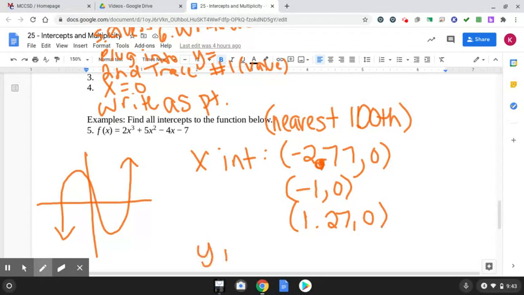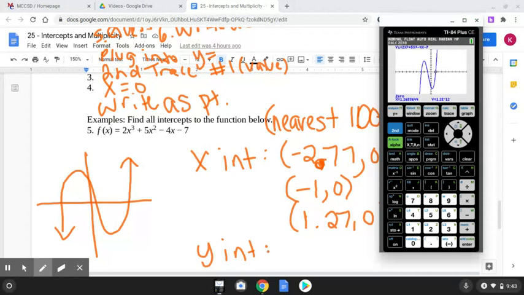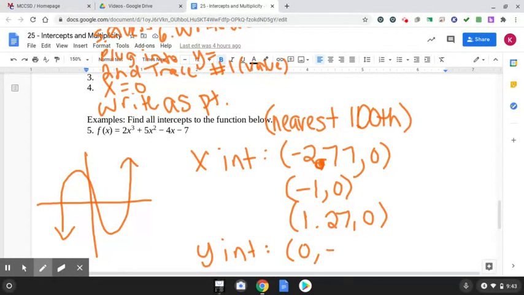Y-intercepts are easier. Y-intercepts, you're going to press second, trace. Number 1 is value. We want the value when x equals 0. Enter. Your y-intercept is 0, negative 7. Which makes sense because if I plug 0 into all the x values of that function, I would be left with just the minus 7 on the end.